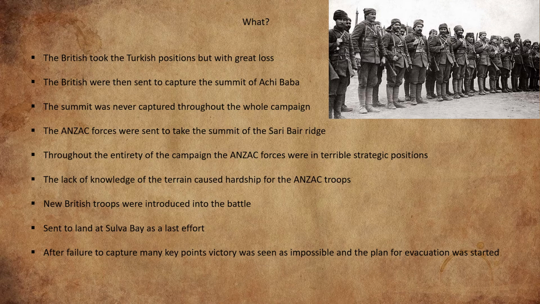After failure to capture many key points, victory was seen as impossible, and the plan for evacuation was started. It took about 2 months from September to December of 1915 for the government of England to work with the French, the Australian, and New Zealand to get that evacuation plan underway and moving, and they would eventually get evacuated in the very beginning of 1916.